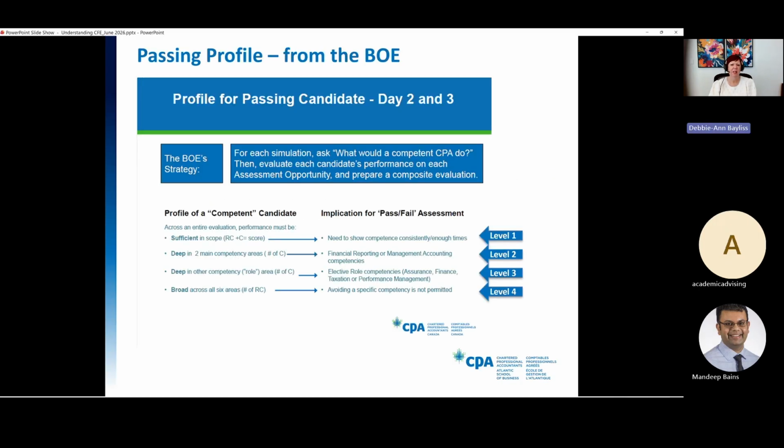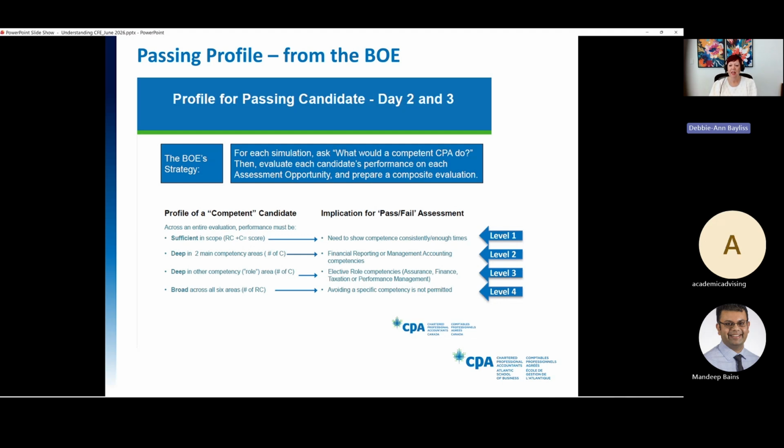So let's spend some time. First of all, I'm going to do a high-level overview of the passing profile. And then we're going to drill down deeper because it's really important that you have a clear understanding of what the passing profile looks like for day 2 and 3. Now, you probably noticed I haven't talked about day 1. Day 1 is marked differently and separately, so I'll talk about that shortly.